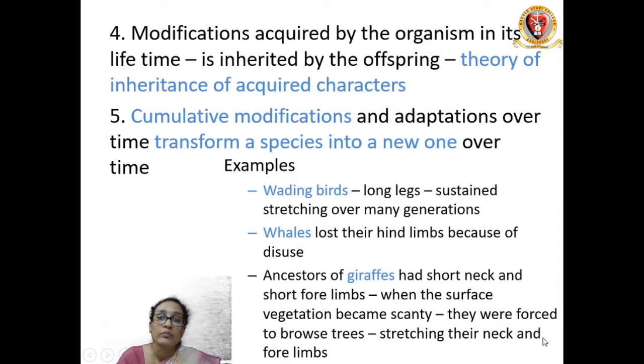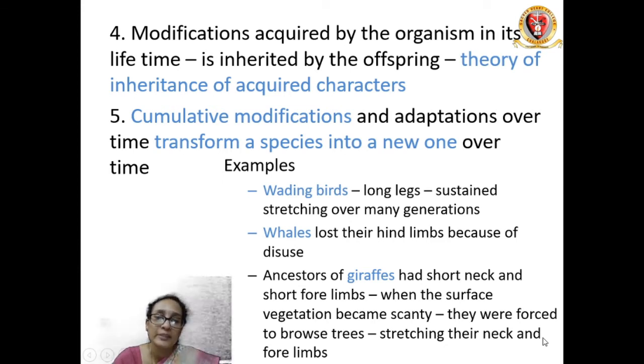Now, he also said that modifications that are acquired by an organism during its lifetime, an animal feels a need for an organ, it develops that organ, and that organ is inherited by the offspring. This is called the theory of inheritance of acquired characters. So he said cumulative modifications, additive modifications and adaptations over a period of time transform a species into a new one.